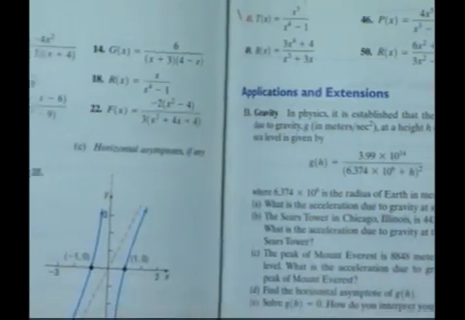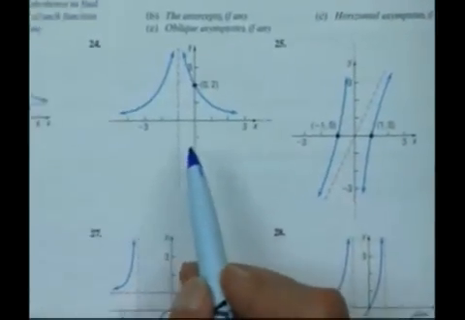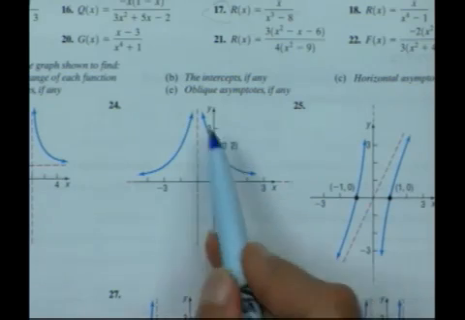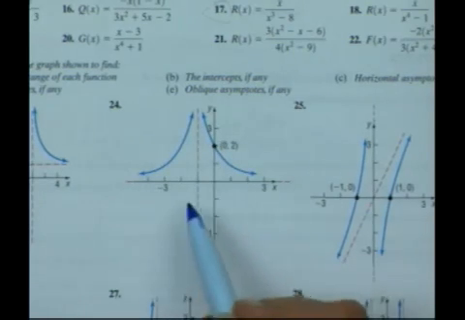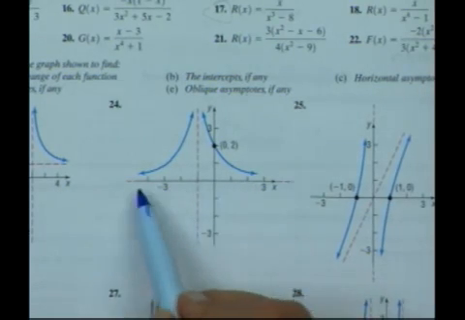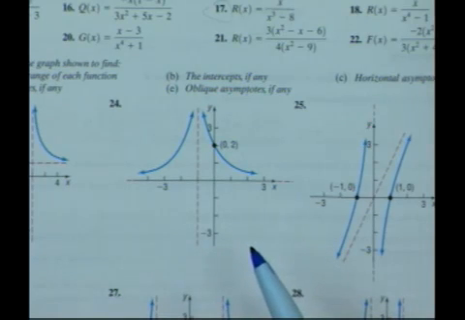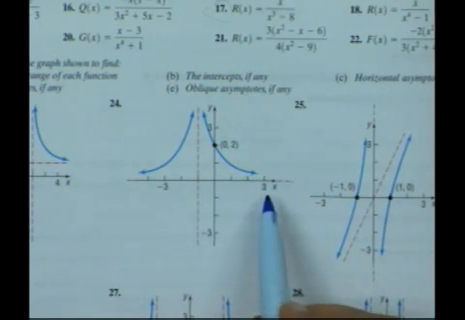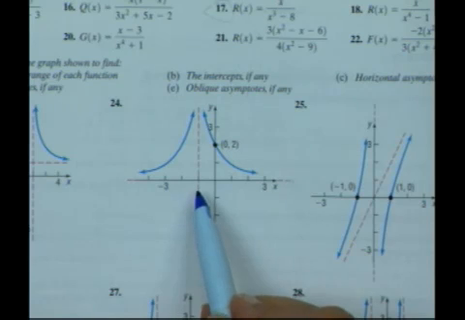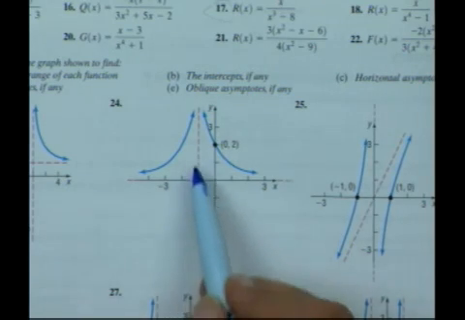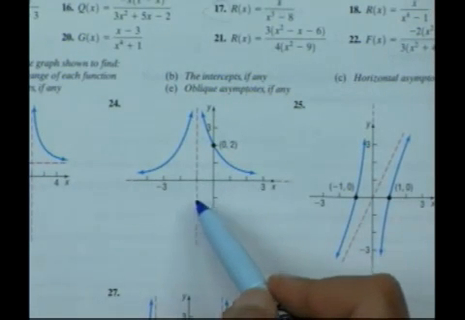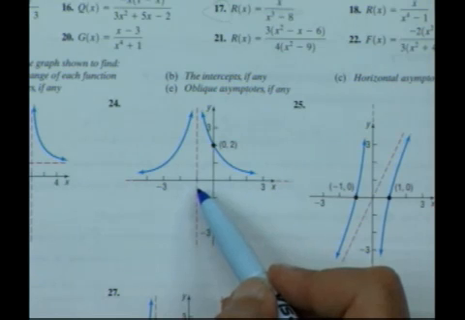Let's look at problem number 24. Right here. What is the domain looking from the picture? Are you thinking x or y for domain? X. Okay, what x values are covered here? All except -1. And that's at x equals -1. Okay, so your domain is all real numbers except x cannot be equal to -1.